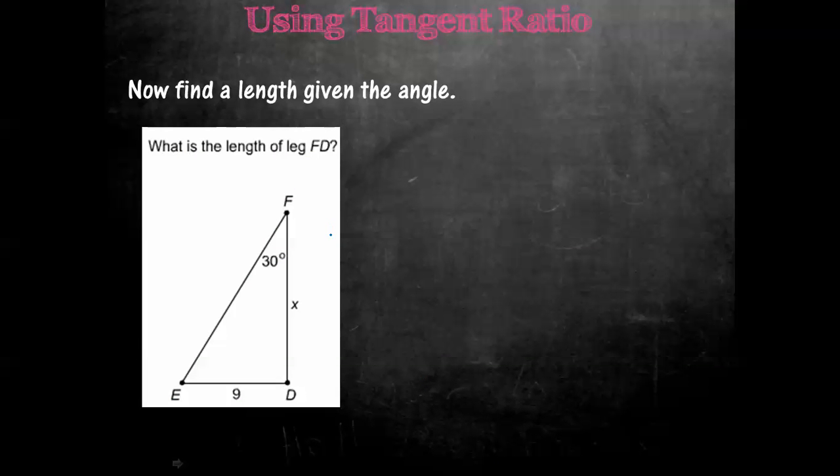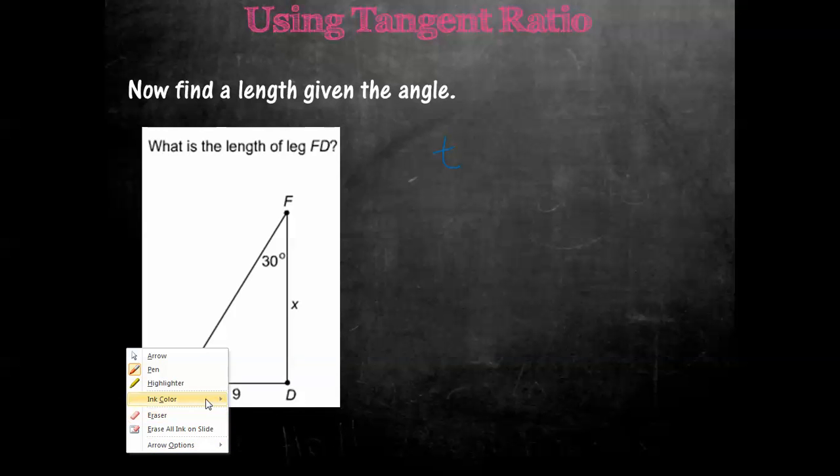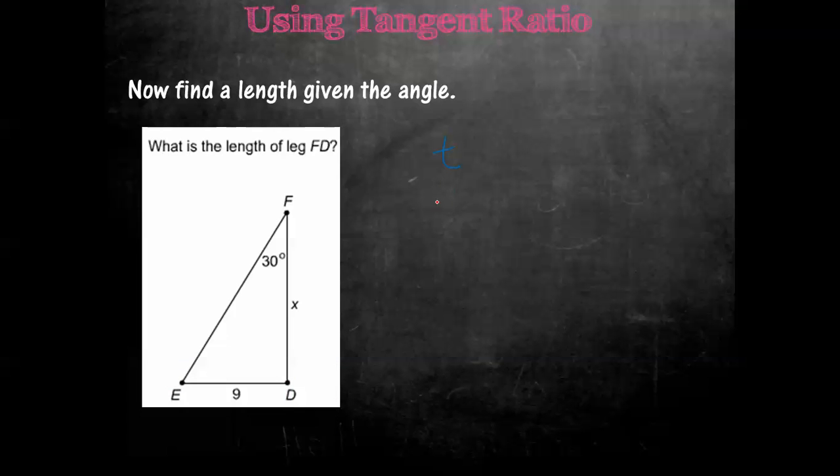Okay, so now here's where we get into finding the missing sides, right? So we know the tangent of an angle, so we'll just say whatever angle we have here, is equal to the opposite over the adjacent, okay? So for here, we're given the angle, right?